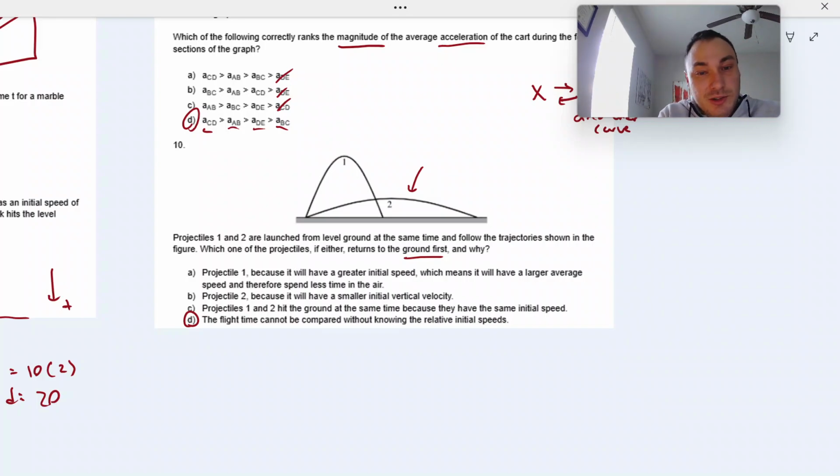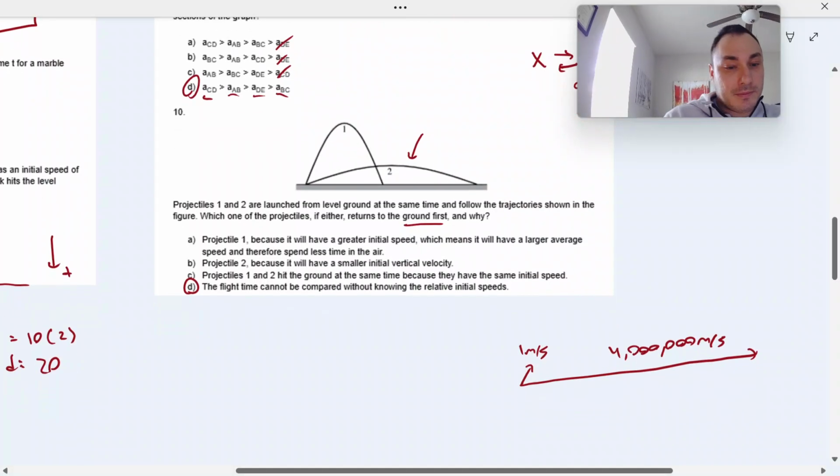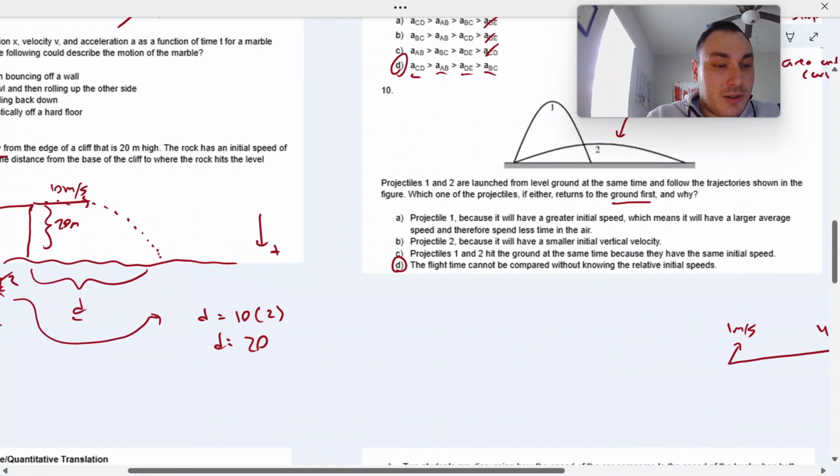We need that information, because 1 could be launched upward at like 1 meter per second, and 2 could be launched sideways at 4 million meters per second. Then 2 is going to be in the air longer. So we need to know the starting velocity, even though 1 has a better angle. We do need to know that in order to get the answer.